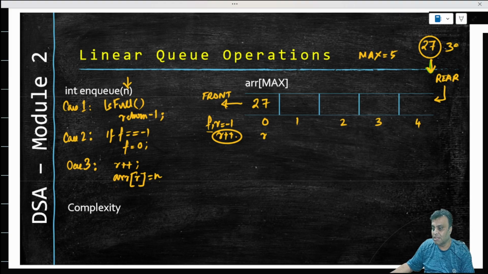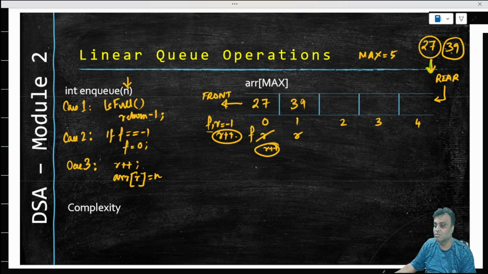And if we take 39 as the next element to be inserted, then case 3 will fire again, another R++ will happen, R will start pointing to here, and therefore ARR of 1 will be equal to 39. 39 will come here. So I hope you can see what is happening. R is moving to the right and front is here pointing to 0. So the front of the queue is 27, the rear of the queue is being pushed from 27 to 39, and if another person enters, let's say 5, then another R++ will happen here.